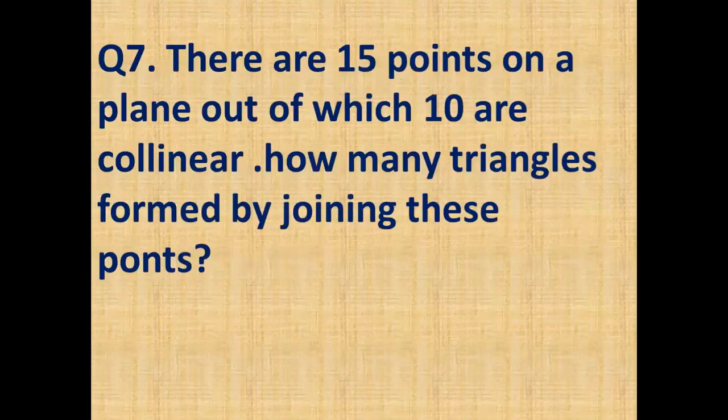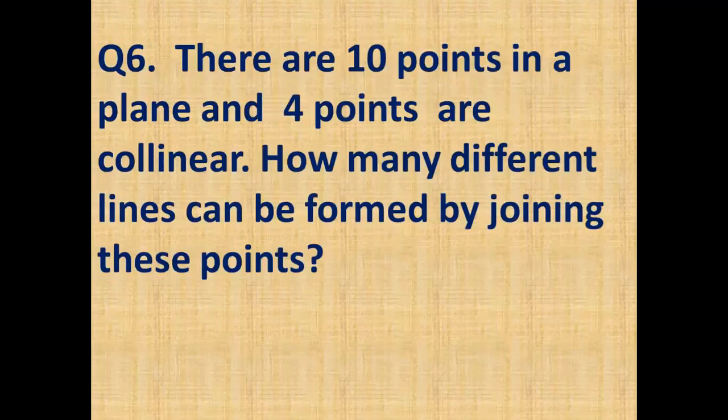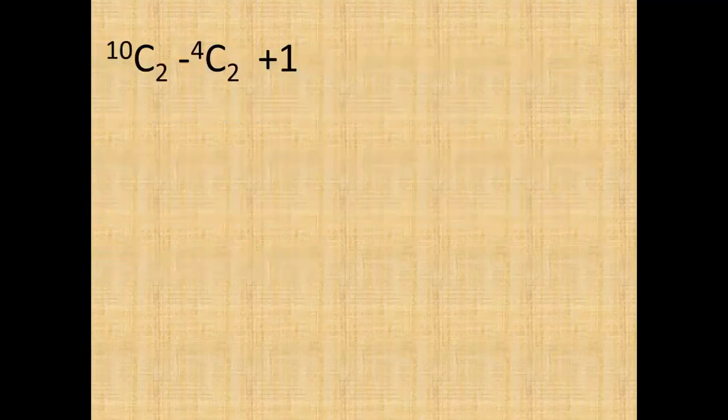If they ask you in the same question, instead of line, they replace it by triangle, the answer would be 10C3 minus 4C3. But we won't be adding plus 1, because if the points are collinear, we can't make a triangle.